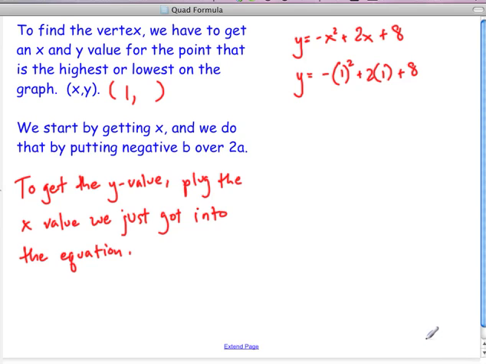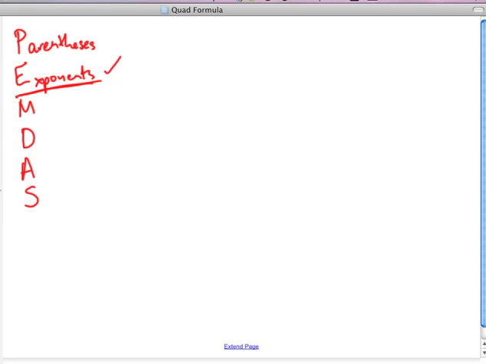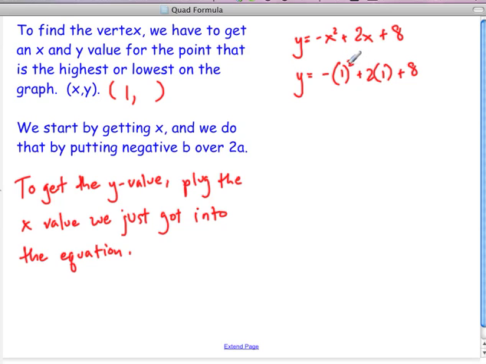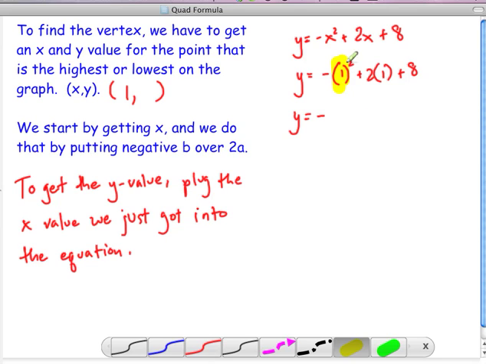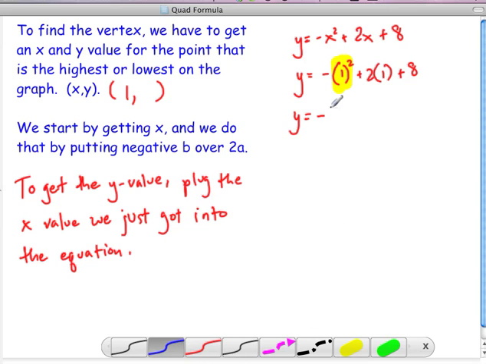And way back in pre-algebra, we learned something called PEMDAS, and that was parentheses and then exponents. And the reason I bring that up is because we're about to do some exponents right here. So that is y equals, I leave the negative because I haven't done anything with it yet, and the only thing I'm working with right now is that 1 squared. 1 squared means 1 times 1, and 1 times 1 equals 1. And now I've got this one over here totally separate, plus 2 plus 8.